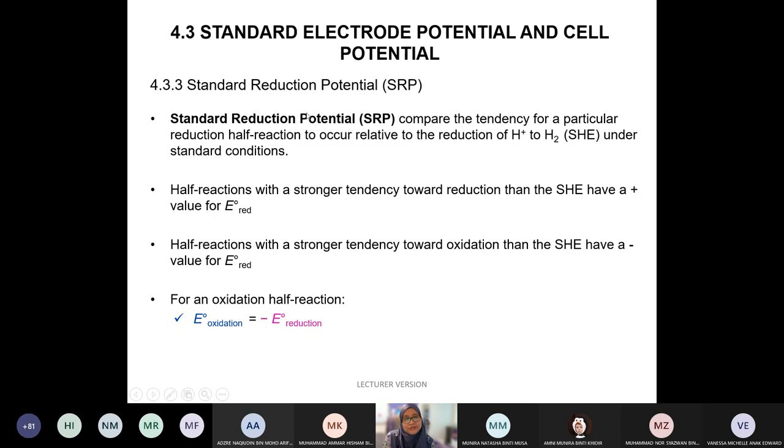Okay, right, so let's look at the statement that we have here just now. Like macam kita boleh baca from the tajuk sendiri kan, tapi let's look at this. Okay, standard reduction potential, SRP, compare the tendency for a particular reduction half reaction to occur relative to the reduction of H plus to H2 under standard condition. Okay, so for a particular, the tendency to undergo reduction, guys. Okay, so macam mana kita nak identify?